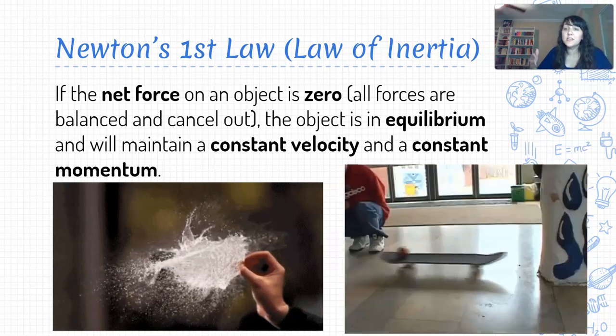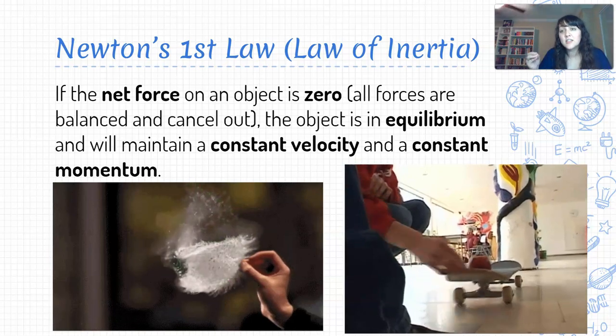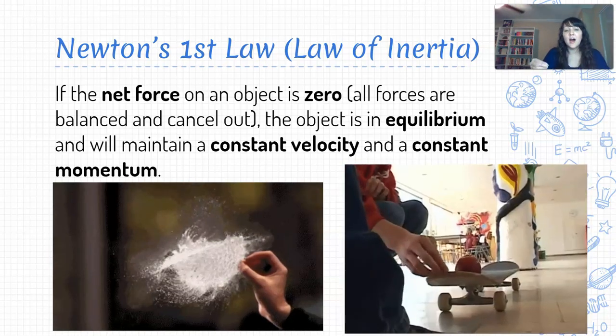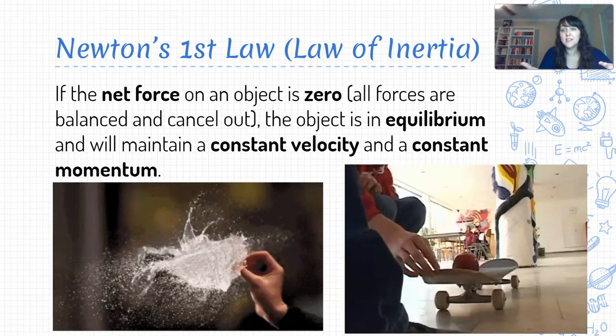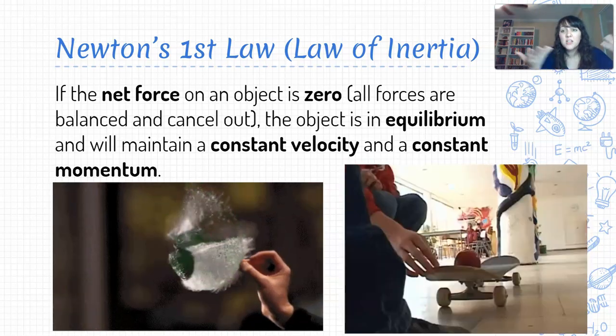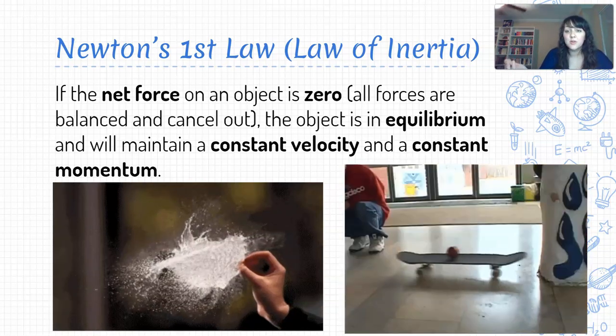And if an object is in equilibrium, it's going to maintain a constant velocity and a constant momentum, all right? And so basically the idea behind this is that if there's not a net force on an object, it's just going to stick with inertia. It's just going to keep doing the thing that it was already doing.